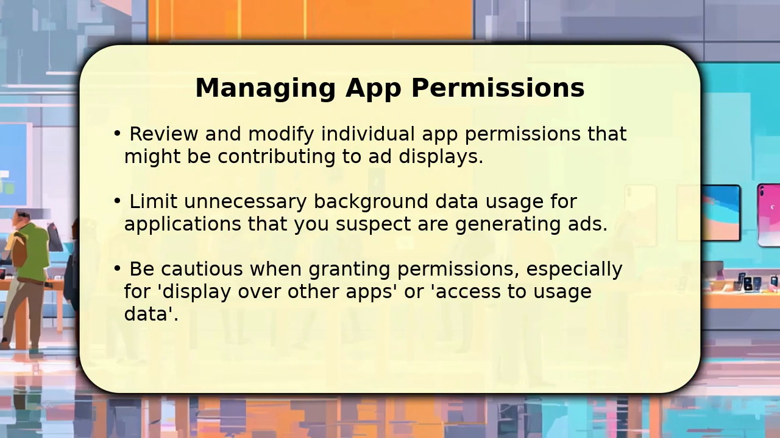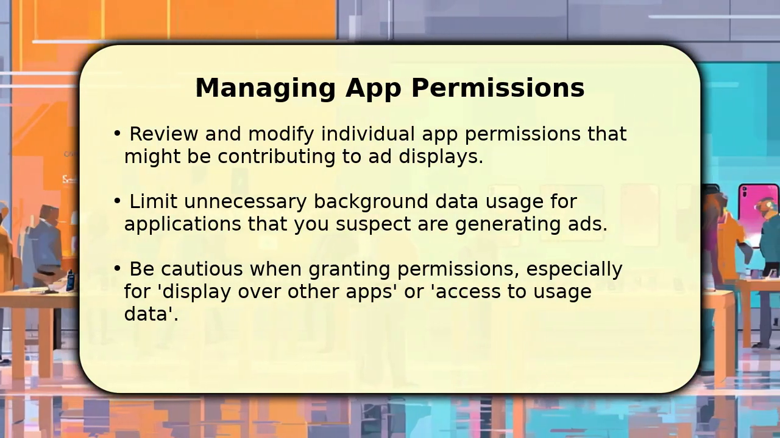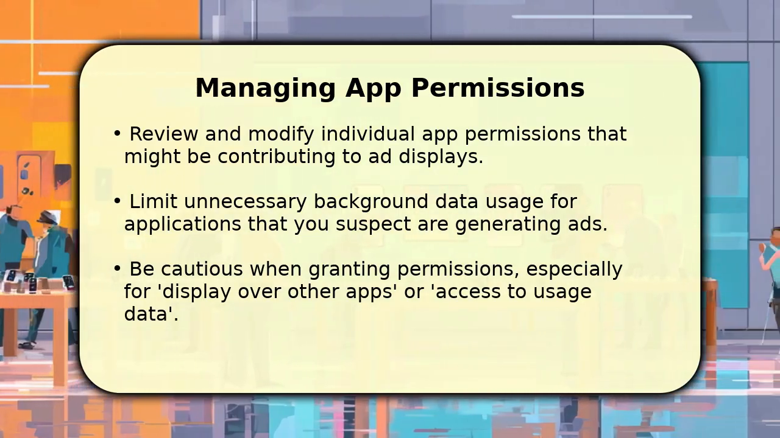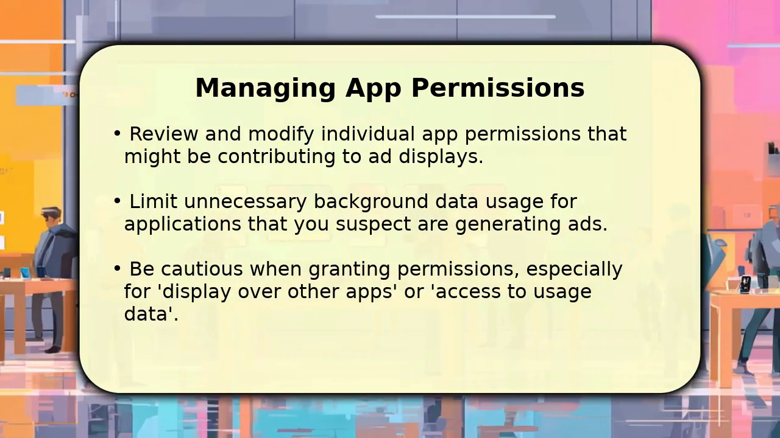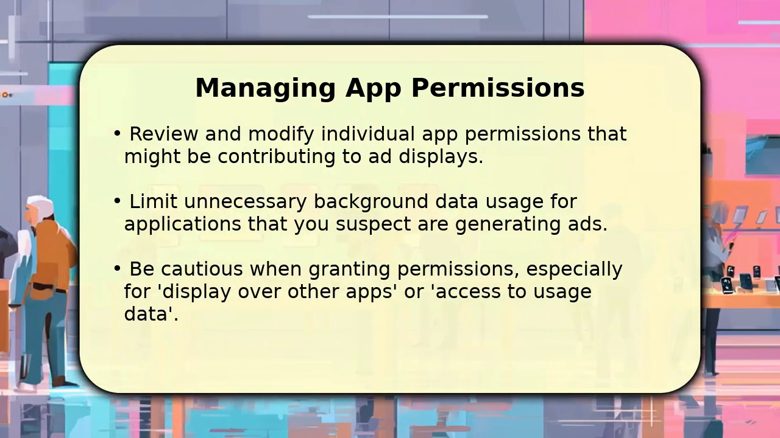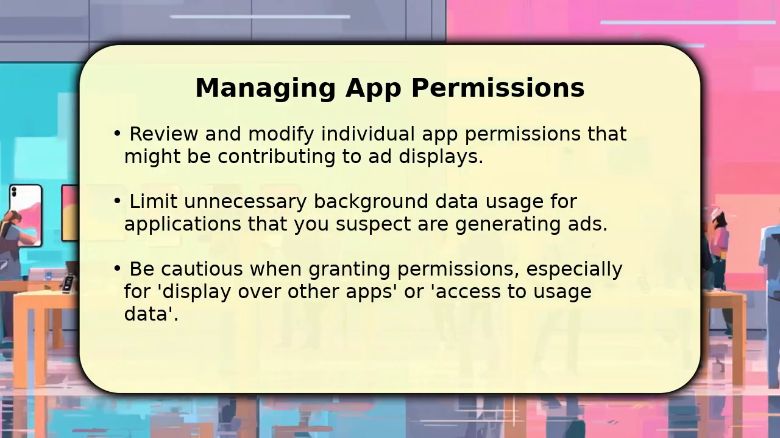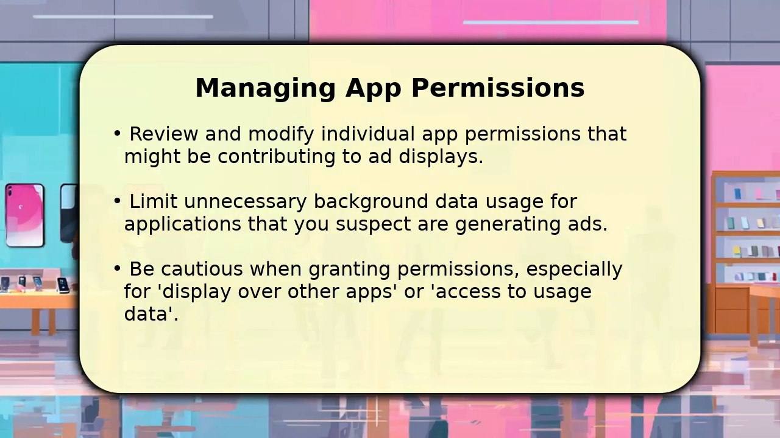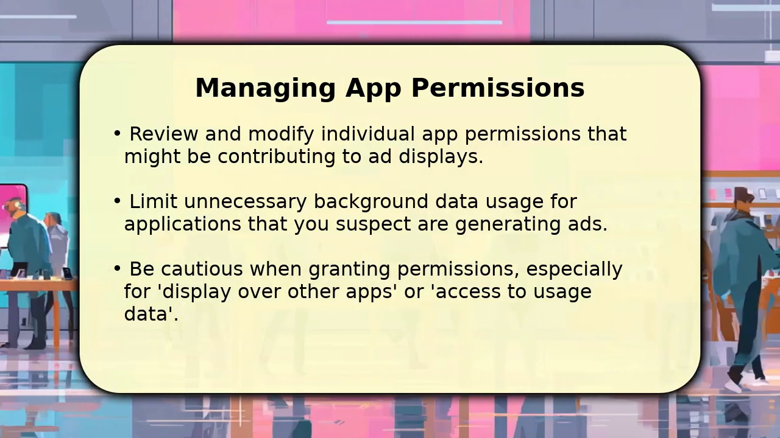Now, let's focus on individual app permissions. Go into your device's settings, find Apps and Notifications, and then select App Permissions. Carefully review each application's access to functions like draw over other apps or access to usage data. Restricting these permissions for apps that don't genuinely require them can significantly reduce intrusive advertisements. This detailed review ensures your apps are not misusing their privileges.